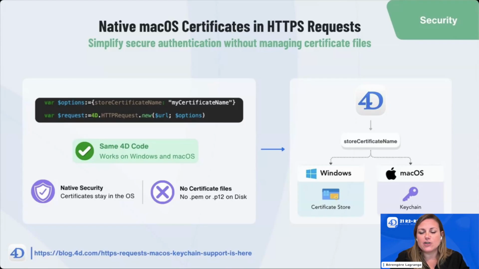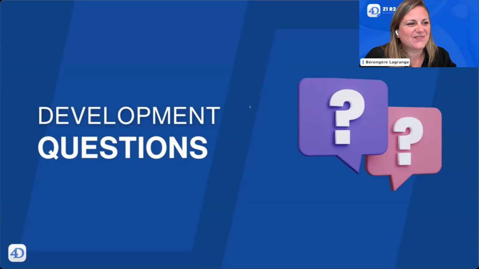You simply reference the certificate by name using the store certificate name attribute, and 4D automatically retrieves it from the store on your OS. That means no certificate files on disk, no platform-specific logic, and no separate implementations for Windows and macOS.